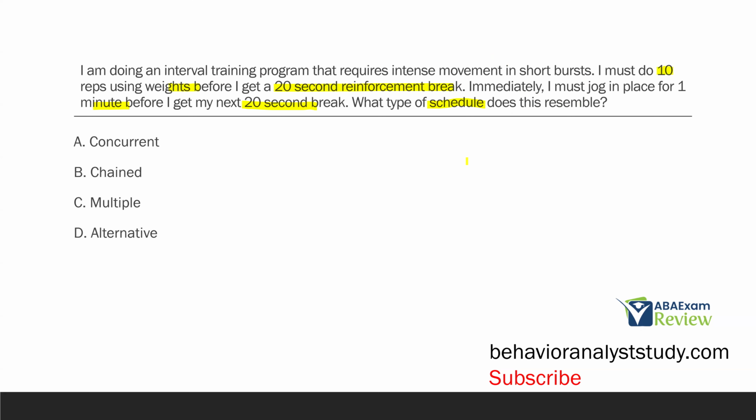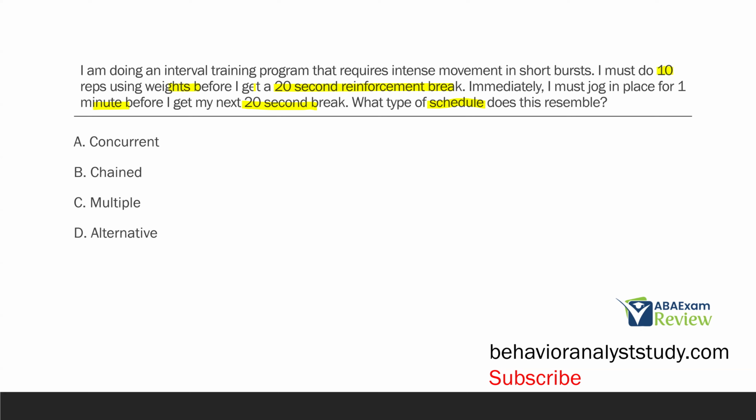What type of schedule does that resemble? A, concurrent. Now, with the concurrent, we've got 2 schedules running simultaneously, which represents choice. Now, what's happening here? Once you finish one schedule, the next schedule comes into play. So is it B, chained? Well, it's not chained either, because chained signals some schedules back to back, which must be completed in a certain order to reach this terminal behavior. That's not necessarily the case here, right?